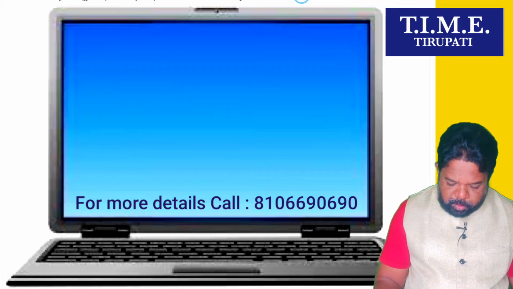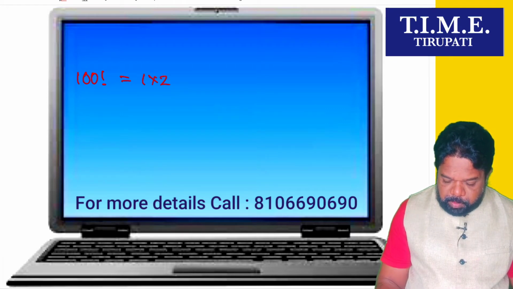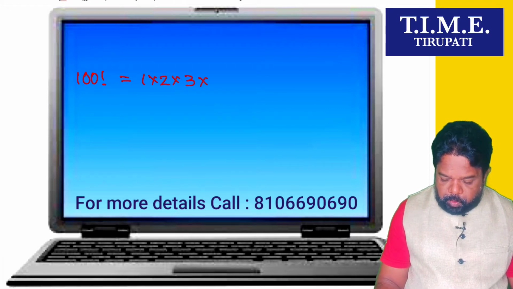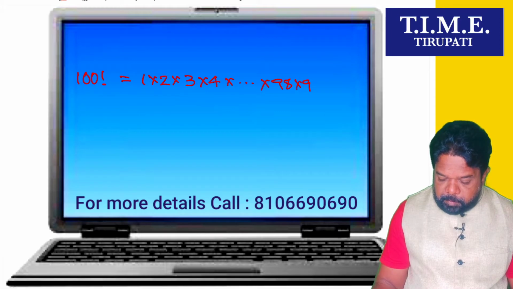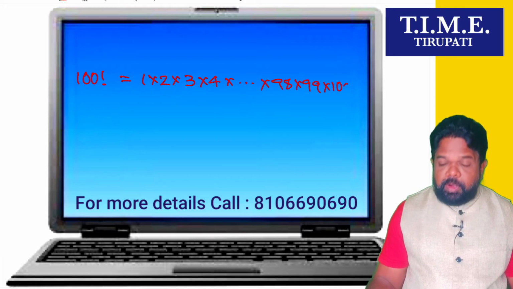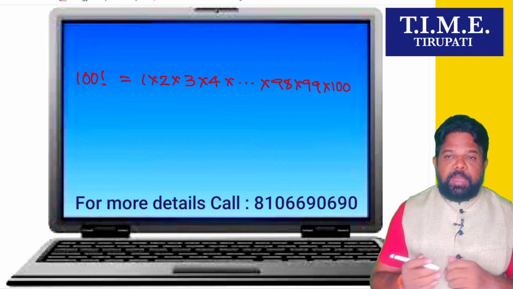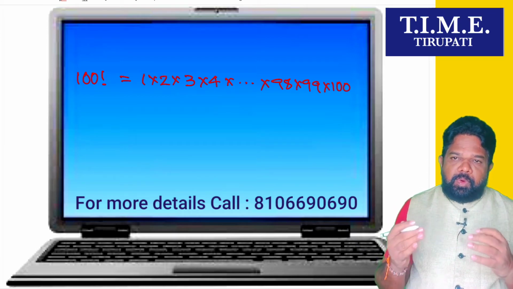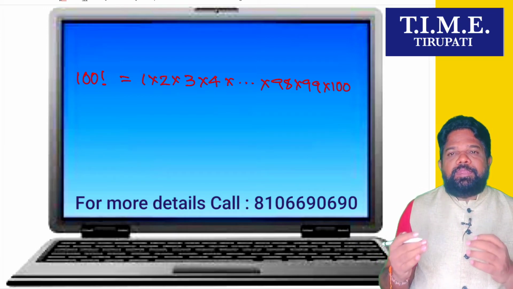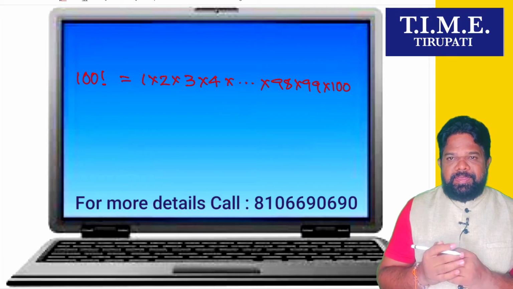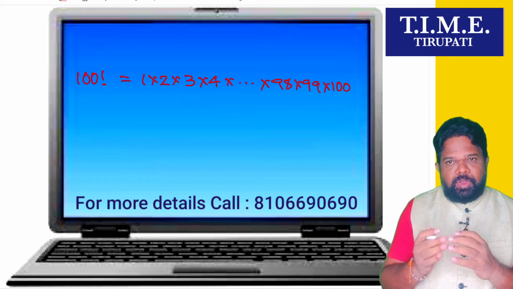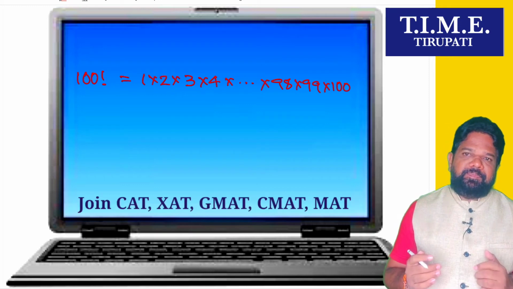Here, 100 factorial means 1 into 2 into 3 into 4 and so on, up to 98 into 99 into 100. 100 factorial means you have to multiply 1 into 2 up to 100. But in this product you have to identify how many 2's and how many 5's there are, and again only the least number.